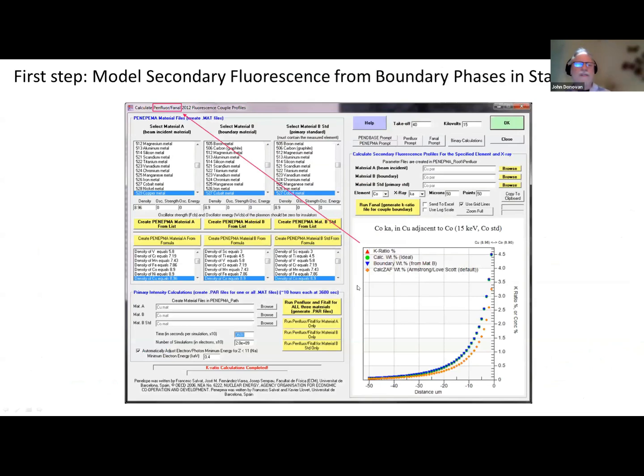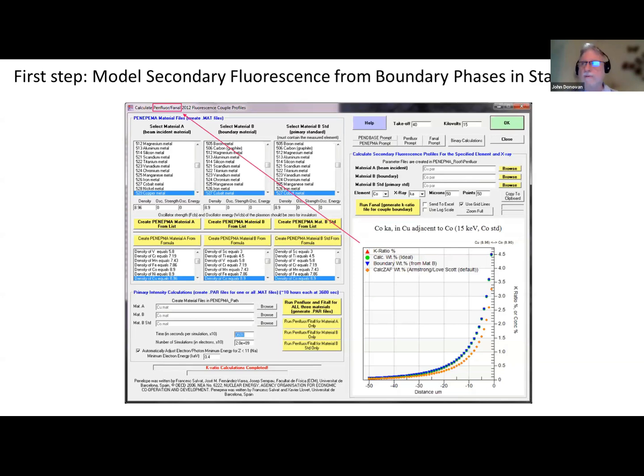Okay, let's go over this again. First step, model the secondary fluorescence from the boundary phases in standard.exe, which comes with CalcSAF, free download. And then you'll see what you got. The default example that comes up in the software is measuring cobalt K alpha in copper. And this was the example that Raymond Castaing pointed out 60 years ago.